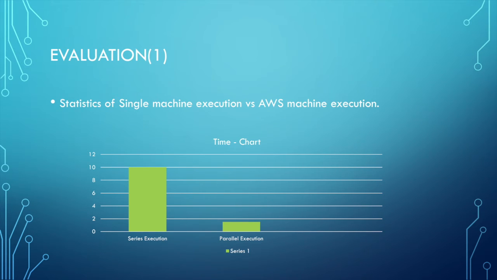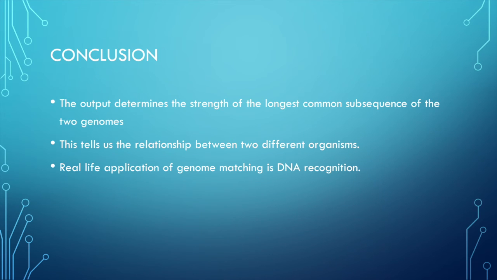Now when we analyze the output from serial execution compared to parallel execution, the serial execution took roughly around 10 minutes for comparing the genomes of two bacteria. On the other hand, the parallel execution took nearly 30 seconds and we were able to generate the output. So the output determines the strength of the longest common subsequence of the two genomes.